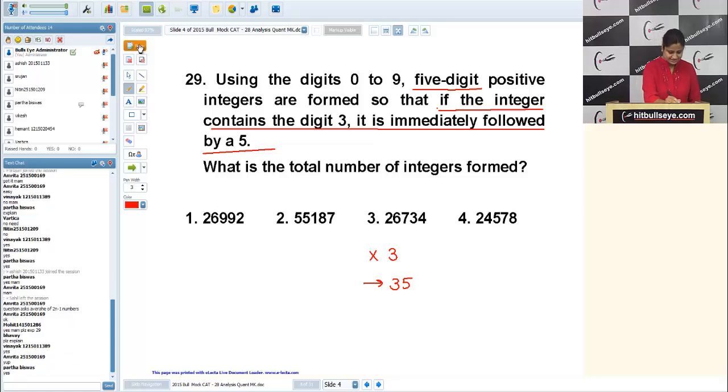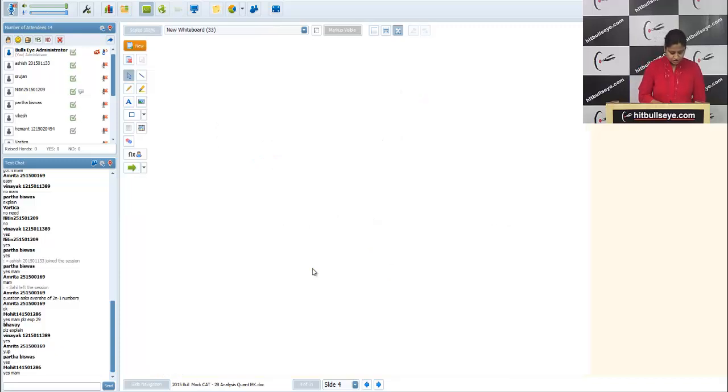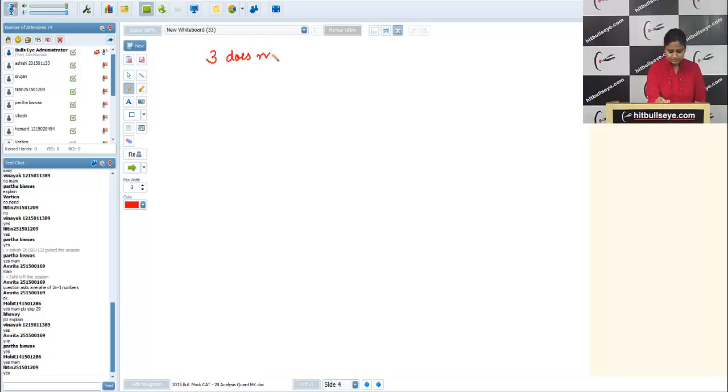Clear? Okay, let us see now. First of all, we'll take those cases where 3 does not come. That was an easy case. We have 5 places to fill. We cannot take 3. Any other digit can come. Since there are in total 10 digits from 0 to 9, 3 is not allowed, 3 is not acceptable. That's why we are left with only 9 digits.